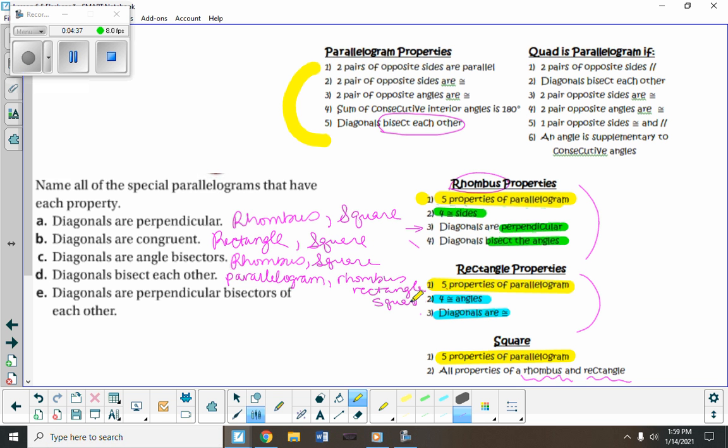And lastly, diagonals are perpendicular bisectors of each other. Let's see. Where's that at? Right here, rhombus. So they bisect each other and they're perpendicular, so that would be a rhombus and also a square. All right, so that's how you think about problems like that. And you'll see some like that on your test.